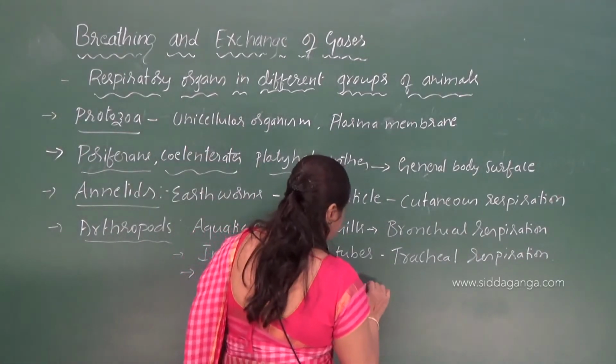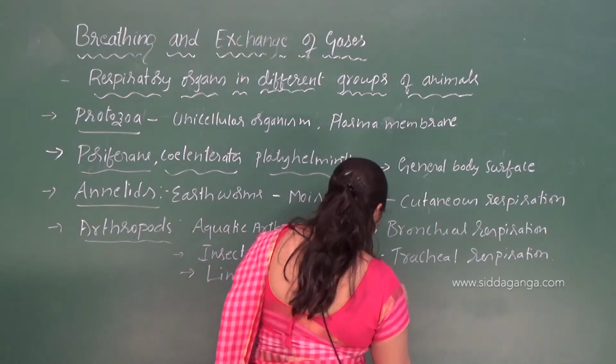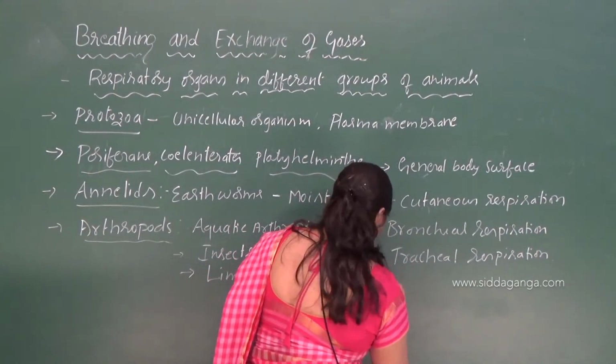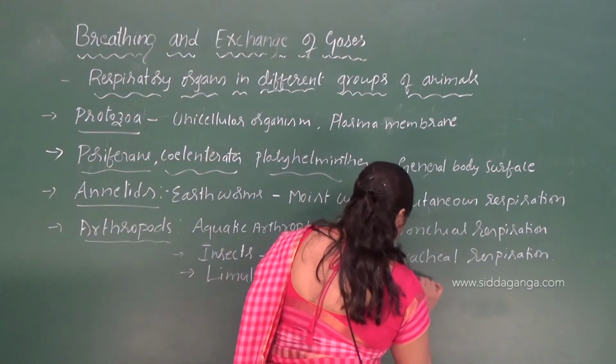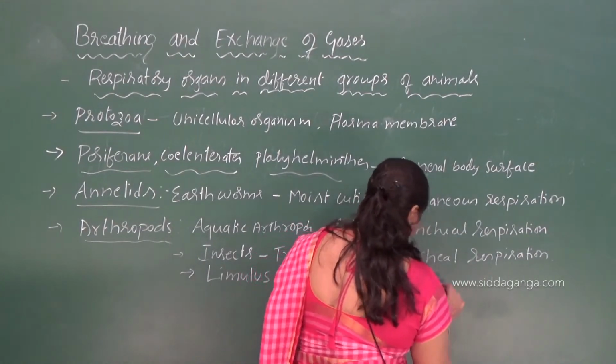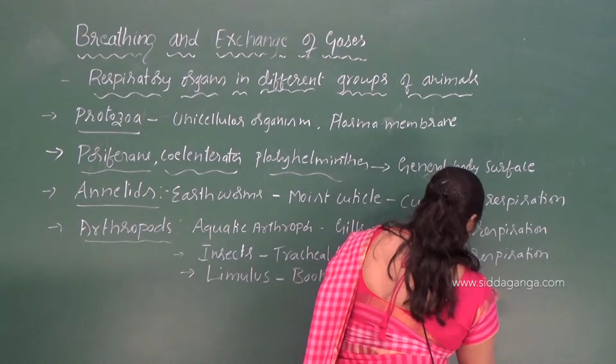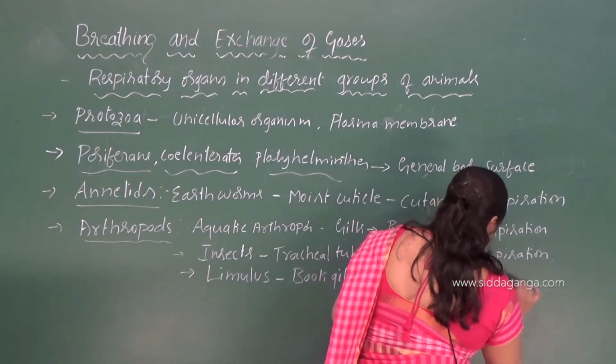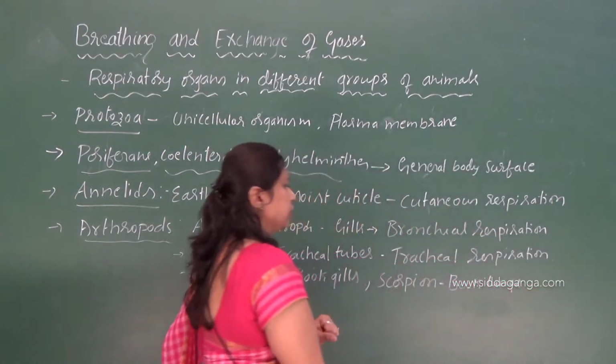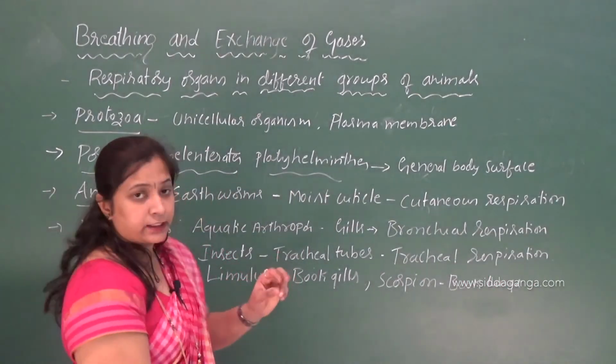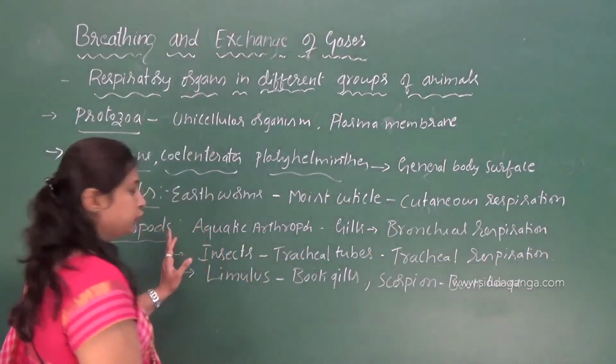And when it comes to terrestrial arthropods like a scorpion, the respiratory structures are called book lungs. They are called what? Book lungs. So these are the respiratory structures of arthropods.